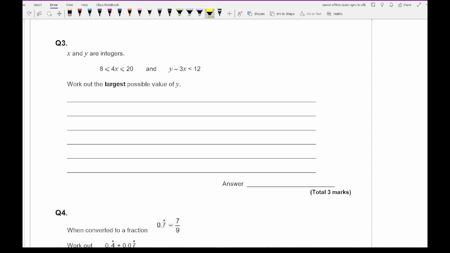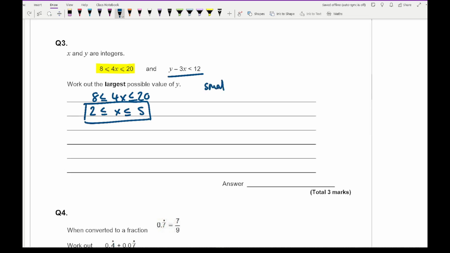So for this, what we need to do is first of all work out our values of x that it could be. Now when solving these inequalities, we want to make sure that x is by itself. So I need to get rid of the 4. So to do that, what I need to do is divide everything by 4. So I'm going to end up with 2 and end up with x, and I'm going to end up with 5. Now looking at the expression for y, if I use the smallest value of x, which is going to be equal to 2.